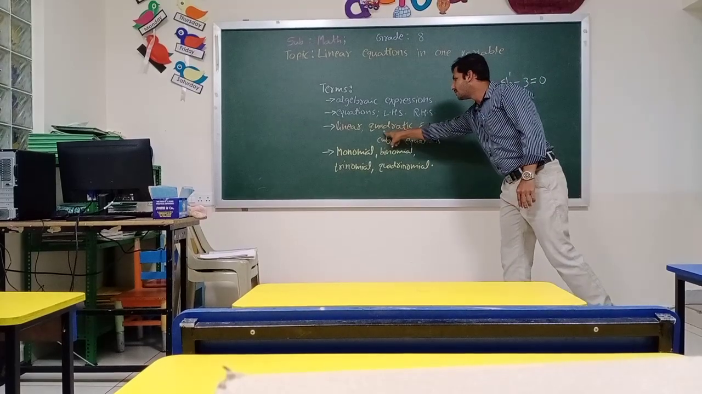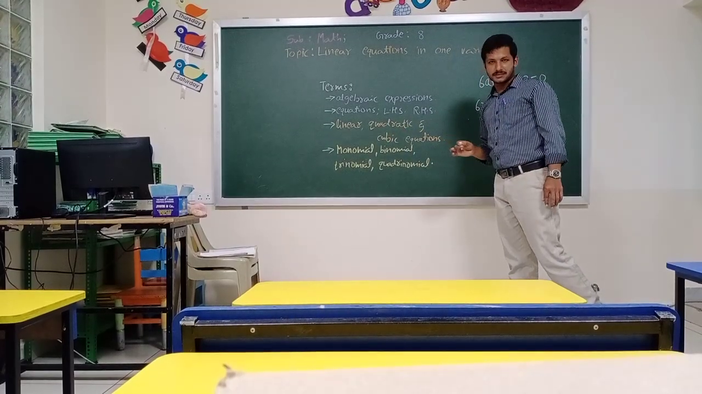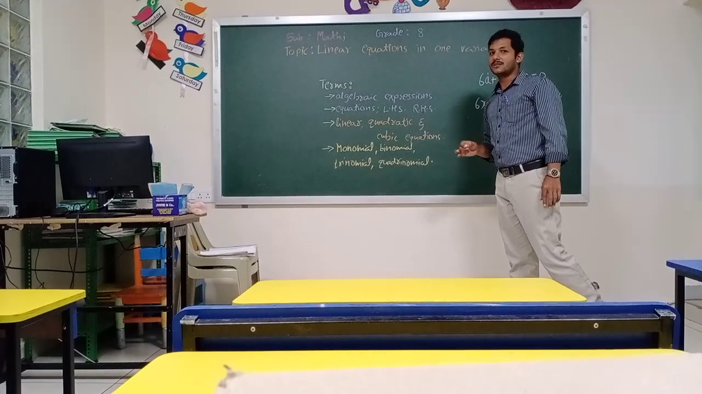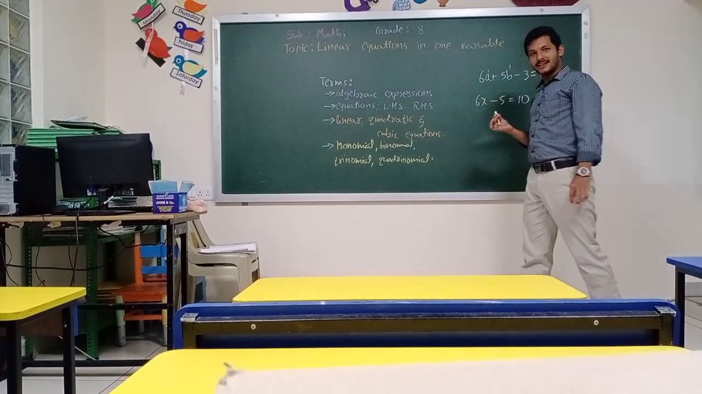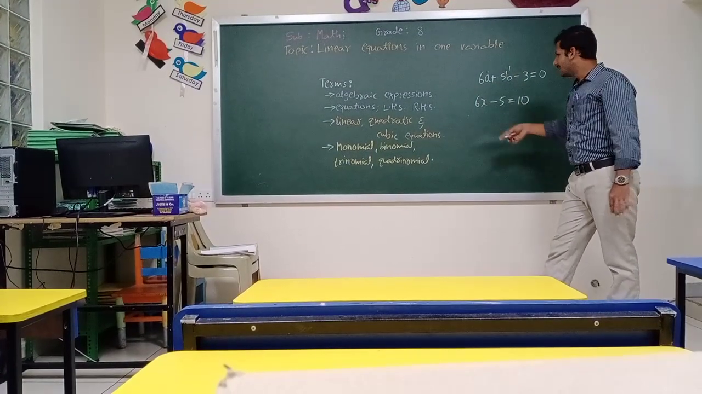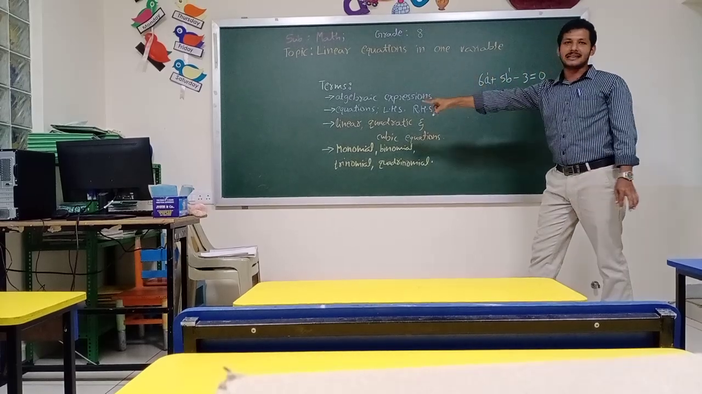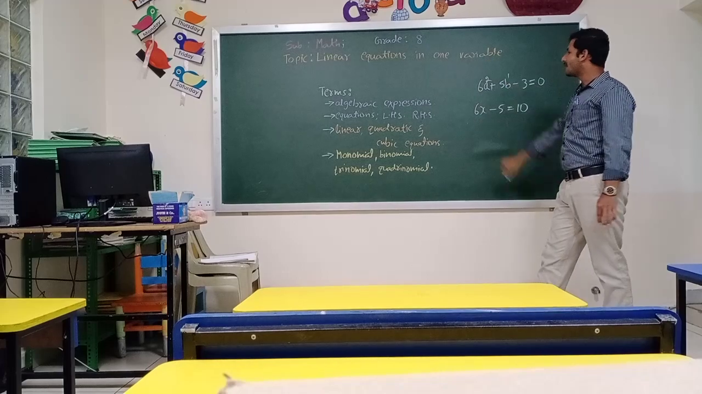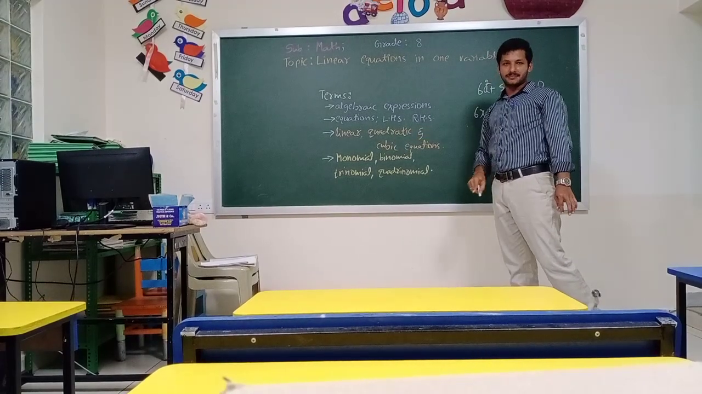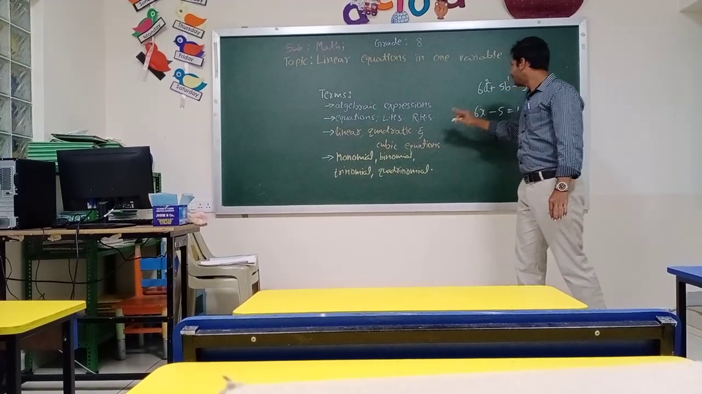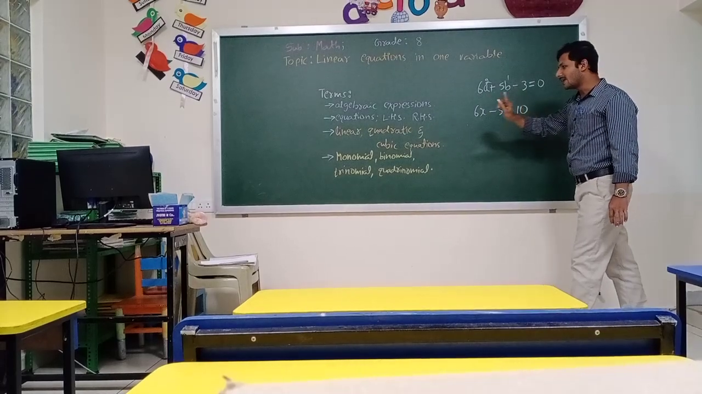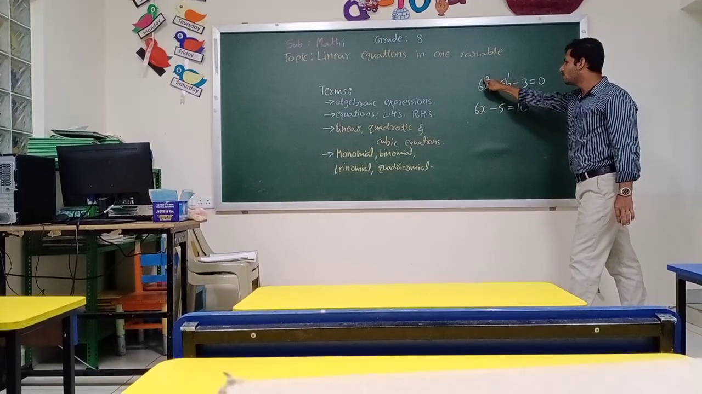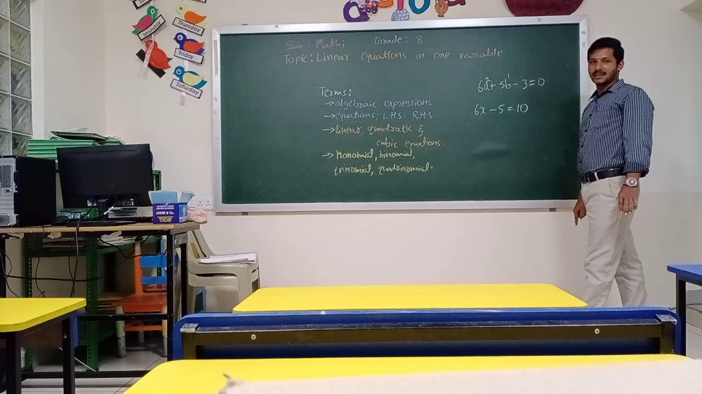Next one is quadratic equation. What would it be, tell me? Can you guess? If the power is 1, it is linear. If the power is 2, then we call it a quadratic equation. Okay children? If the power is 1, we call it linear. If the power is 2, we call it a quadratic equation.